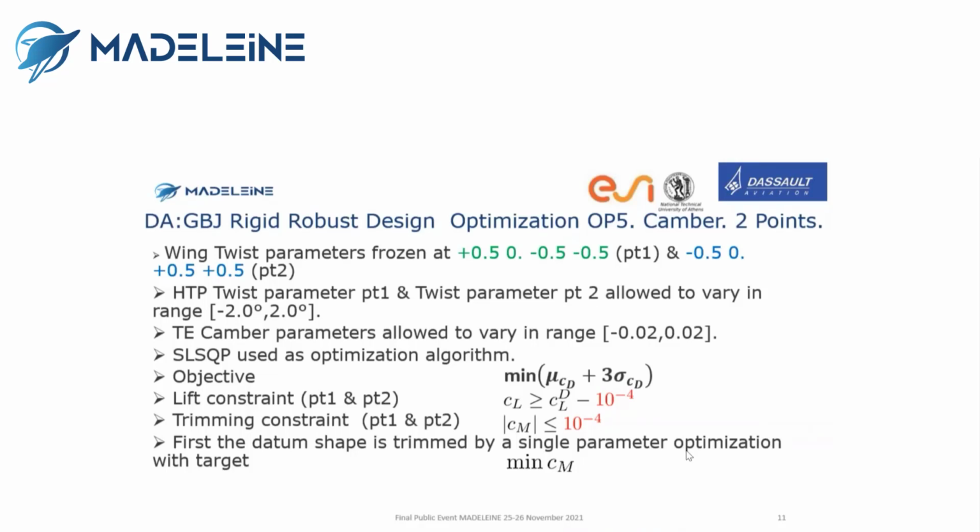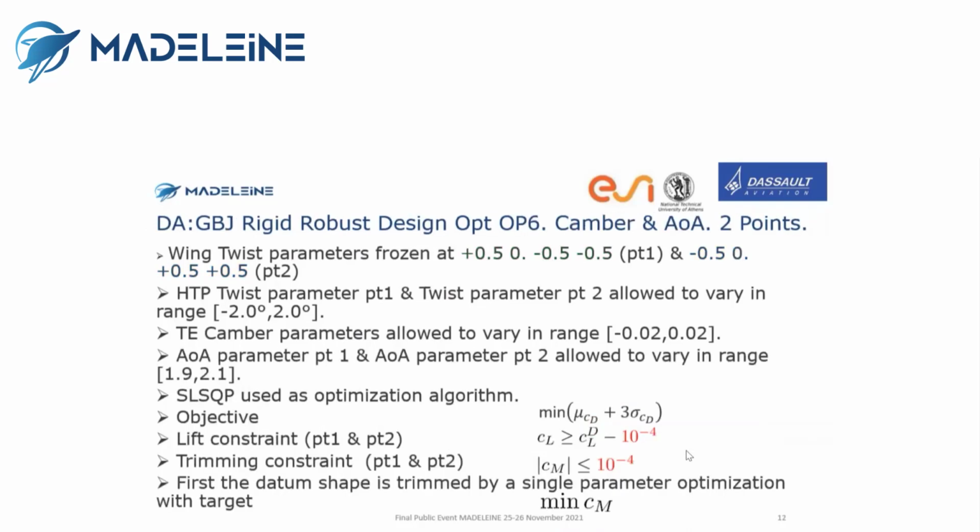What we want to minimize is a C-sigma approach: we want to minimize the mean value plus 3 times the standard deviation of the drag. And of course, we have to respect the lift constraint, for both point 1 and point 2, and 0 pitch moment for point 1 and point 2. Operational point 6 is the same as operational point 5, but we add an angle of attack parameter both for point 1 and for point 2.